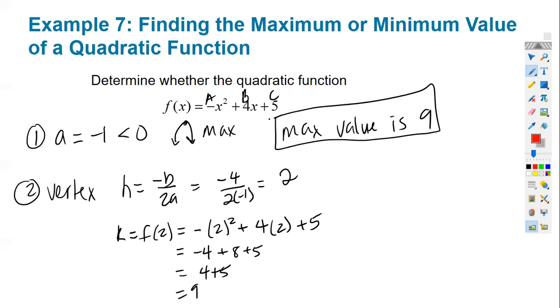How do you feel about finding the max or min? Doable? So again, identify the A. If it's less than 0, I'm going to have a max. If it's greater than 0, I'm going to have a min, and then you find what that value is.